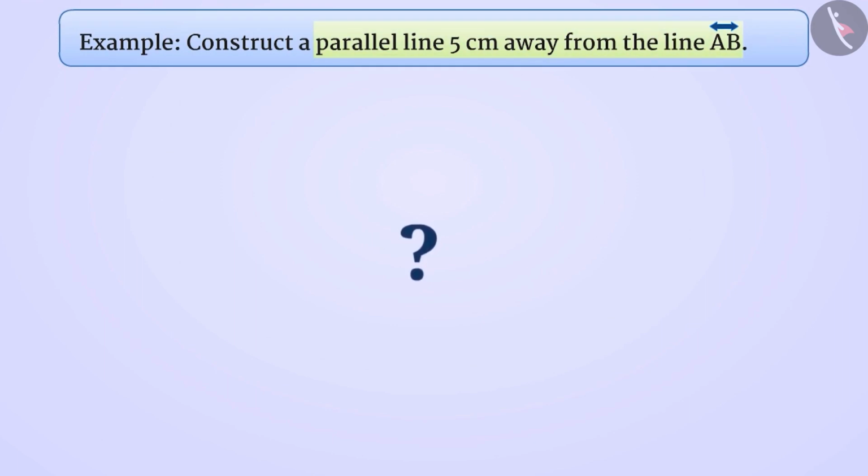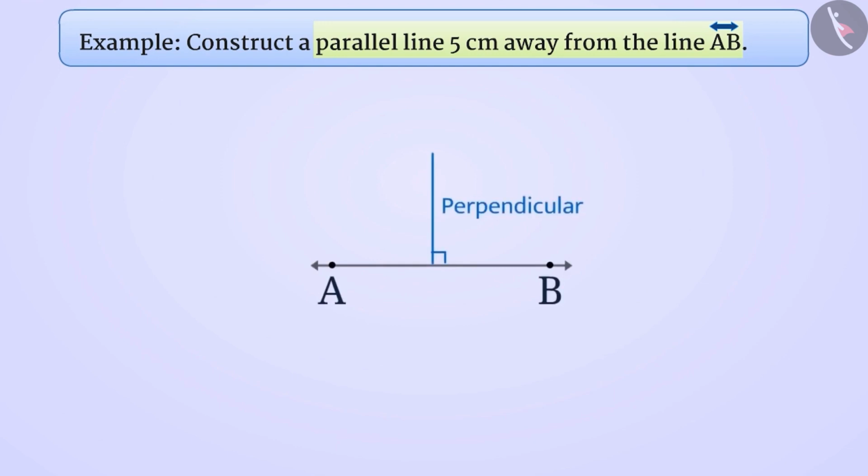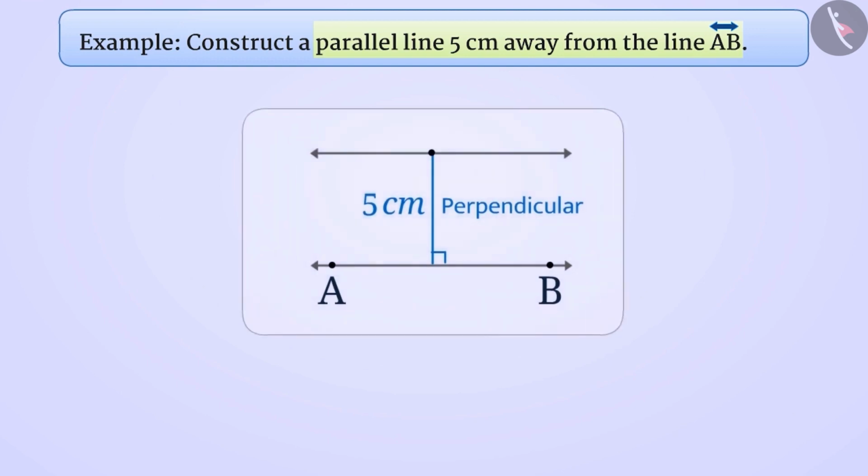Can you tell us how can we do that? Think for a while. We will explain. First, draw a perpendicular above AB. Draw a line parallel to AB, passing through a point placed at 5 cm on the perpendicular. A rough sketch helps us to determine the procedure in construction. Let's begin with the construction of parallel lines placed at a distance of 5 cm.